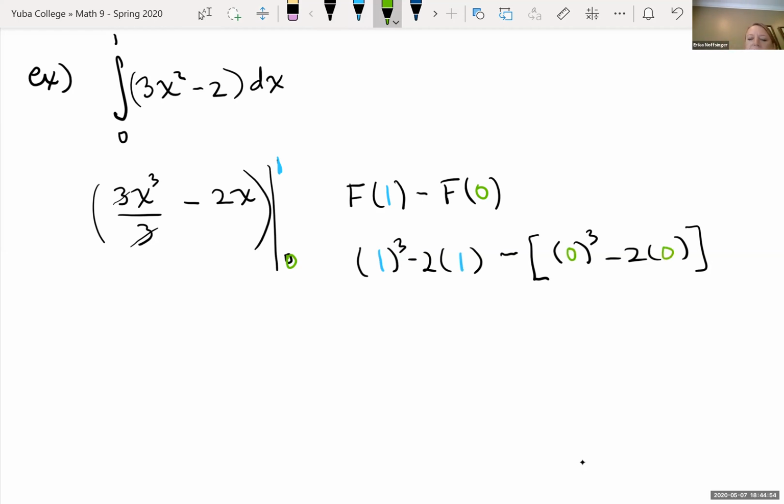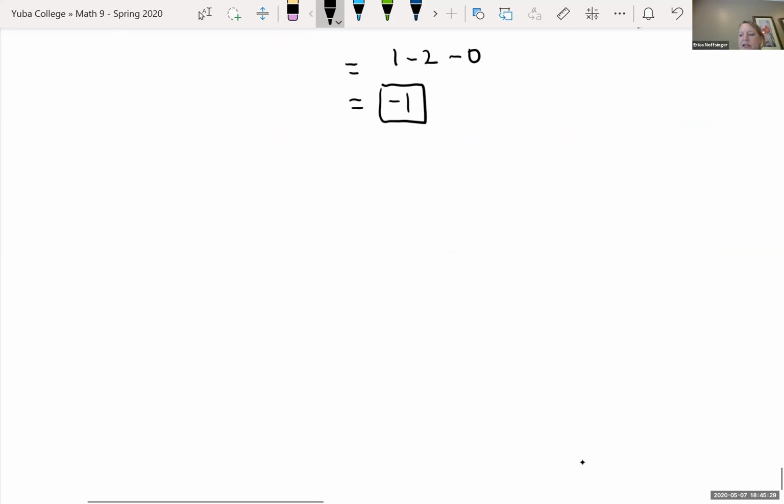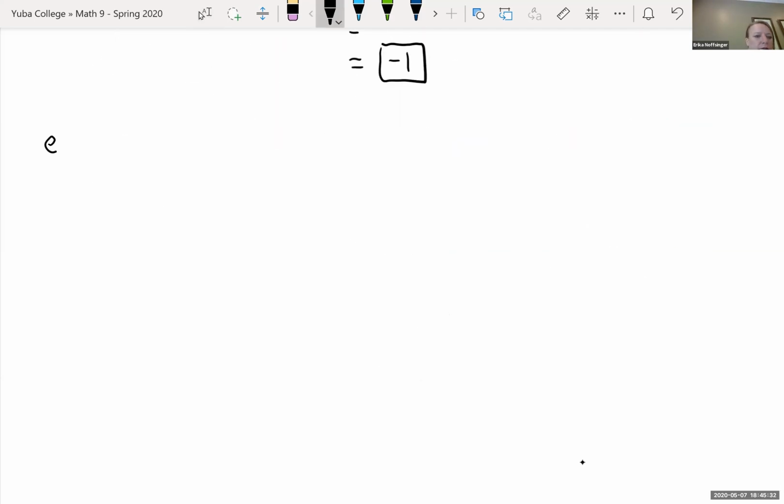So this gives me 1 cubed is 1, minus 2 times 1 is negative 2, minus, well, that's just 0. Everything cancels. And so our result, we get 1 minus 2 is negative 1. So really what that is telling me, because my result is negative, if I was thinking about this as area bounded between the curve and the x-axis, it's telling me that most of my graph, if not all of it, is below the x-axis between 0 and 1. If that's how we were interpreting the result.